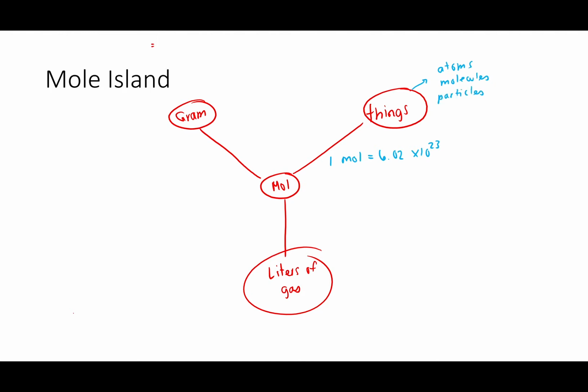You'll see formula units. The TED-Ed video will tell you that you could have a mole of basketballs or a delicious mole of donuts. Okay, you can have a mole of anything, and that's why the units that I use in the Mole Island are kind of vague. So 1 mole is equal to 6.02 times 10 to the 23rd.